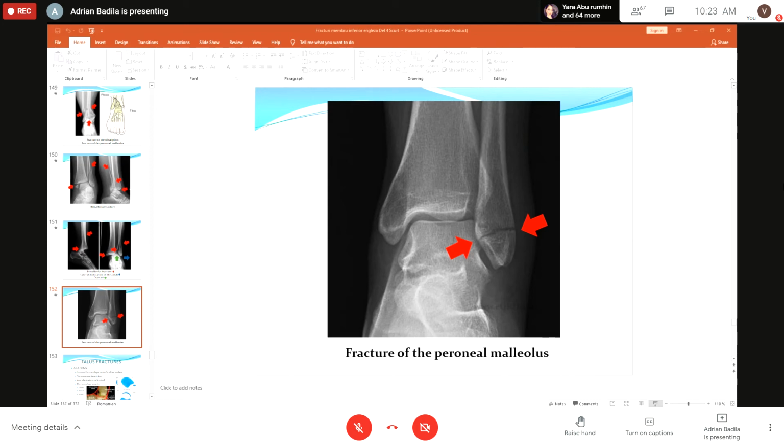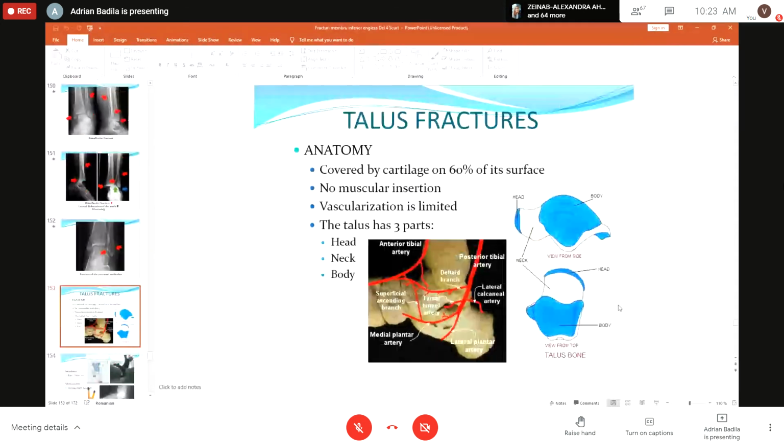The last two topics for today are fractures of the talus and fractures of the calcaneum. The talus, or the astragalus, is covered by cartilage on around 60% of its surface. There are no muscular insertions at its level, and this is why the vascularization is limited. All the vessels enter the talus at the level of the neck. The talus has three parts: the head in the front, the neck in the middle, and the body in the back. All the vascular supply is located at the level of the neck.